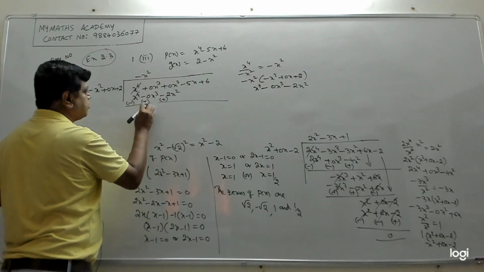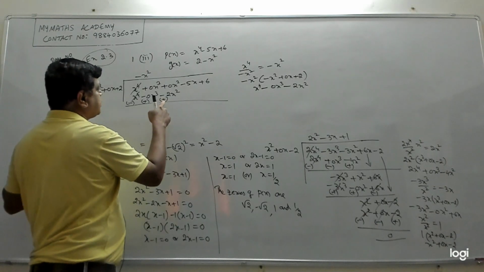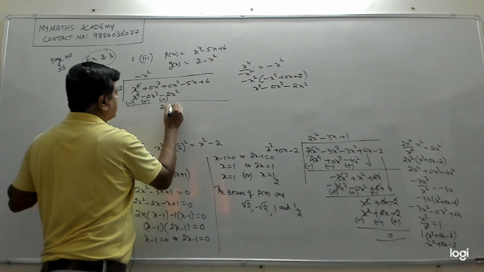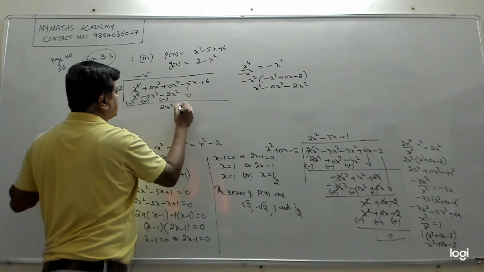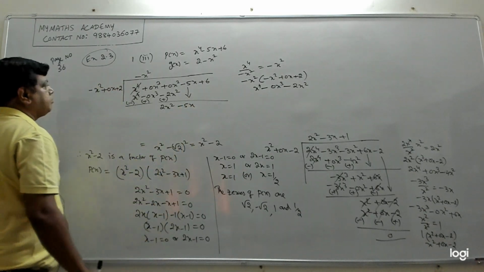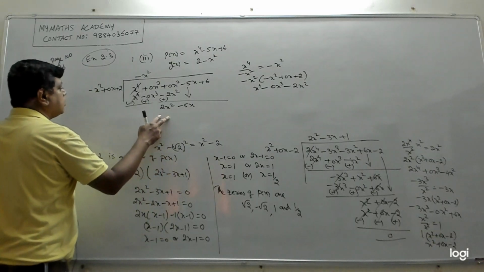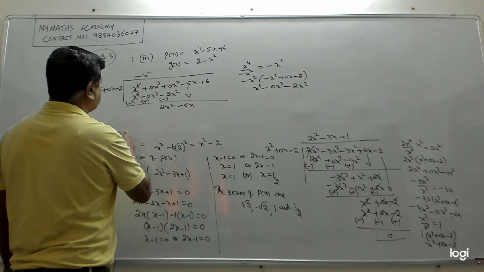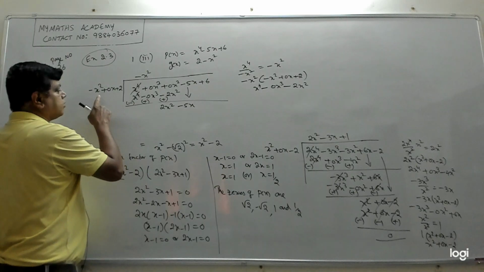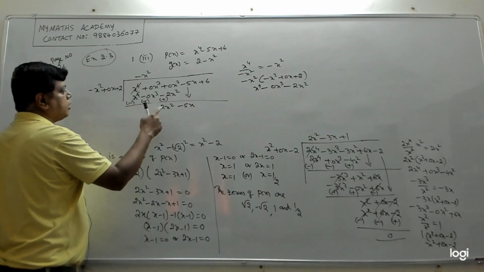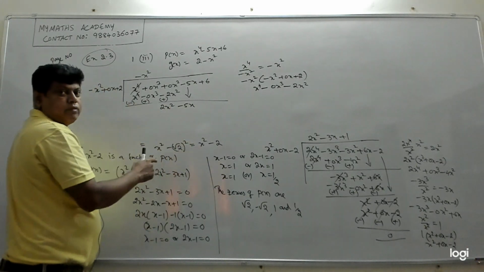You need not write that. Now here it is plus 2x square, so we will get 2x square. Then bring this minus 5x down. And also make sure that when you have here, how many terms? 1, 2, 3 terms are there. Here also you should have 1, 2, 3 terms.